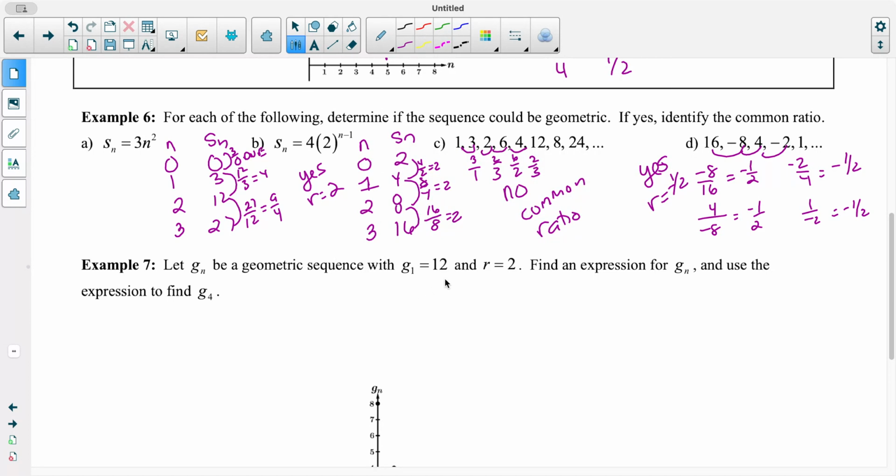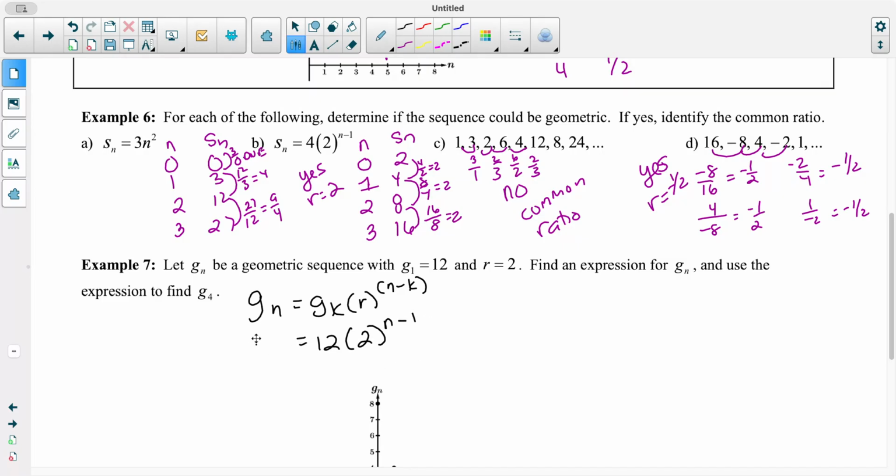All right, so G of 1 is 12 and R is 2. So let's use the one technically that we're supposed to, when you're given a term that is not the first term. So G of K times R raised to the n minus K. And we're just going to substitute in what we have. We have 12 as our output. Our common ratio is 2, and I'm looking at the first term, so n minus 1.